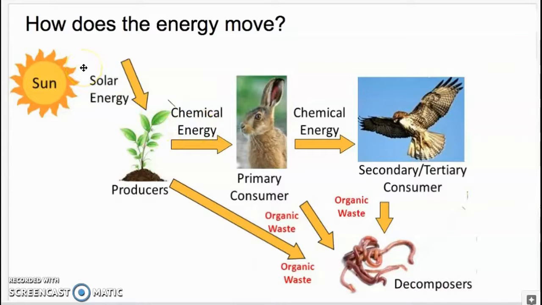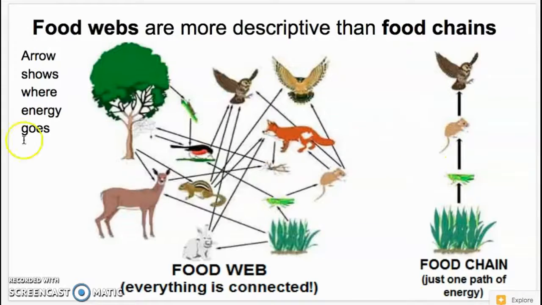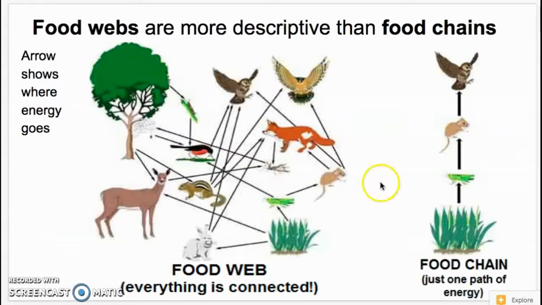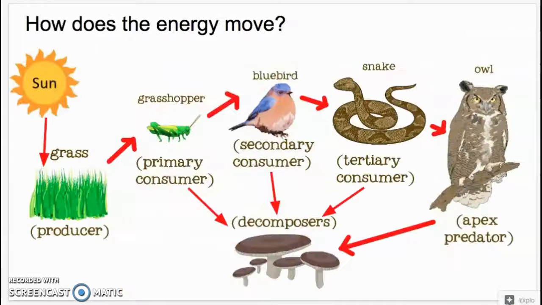This is a good time for you to take a break from the video and go back to the slides where it asks you to make your own food chain and your own food web. What you want is for your food chain to end up looking something like this, where you have the grass on one level, then the grasshopper, then the mouse, then the owl, but next to it you're also going to have these labels: producer, primary consumer, secondary consumer, tertiary consumer, and apex predator.